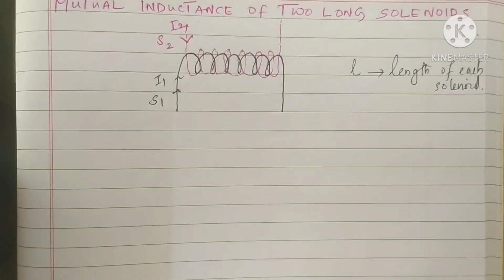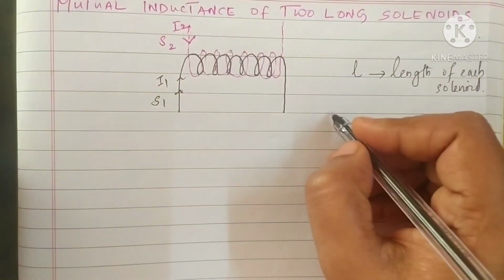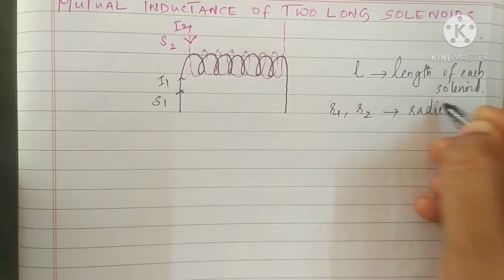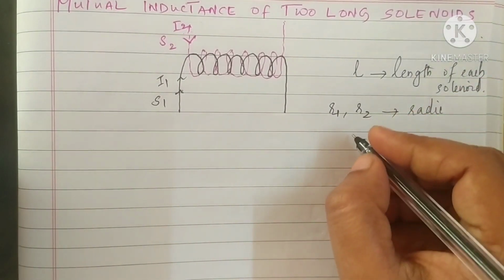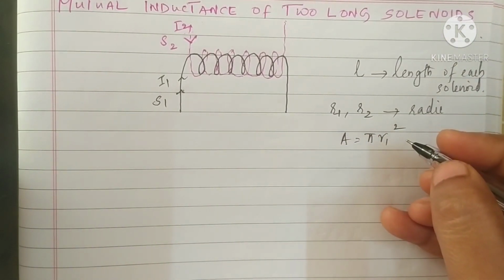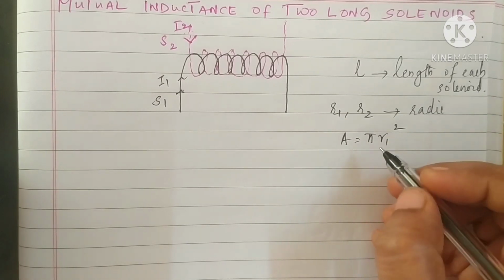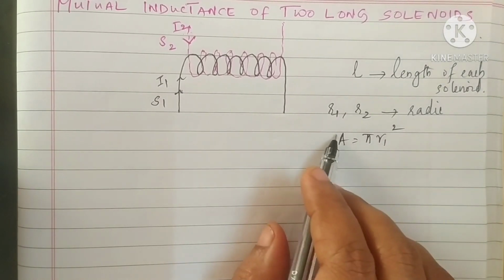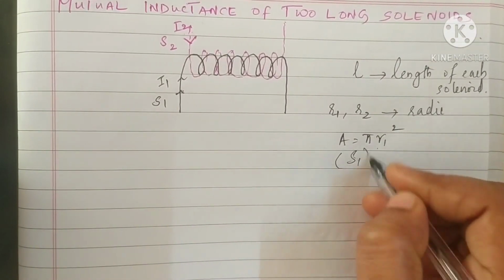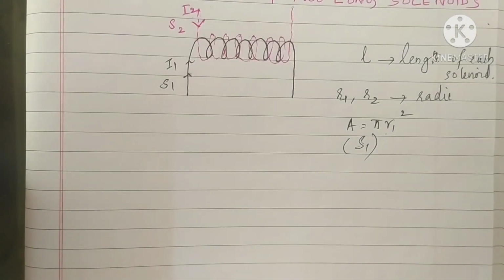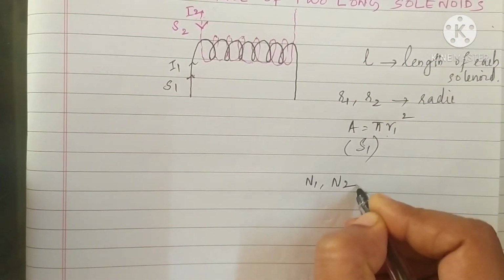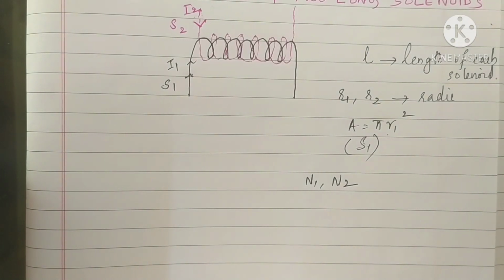Then you can consider two radii R1 and R2, the radii of the two solenoids. So for the first case, the area you can write as pi R1 square. Now the area of cross section of the solenoid S1 is A. And here you can take the number of turns as N1 and N2 for the two solenoids.